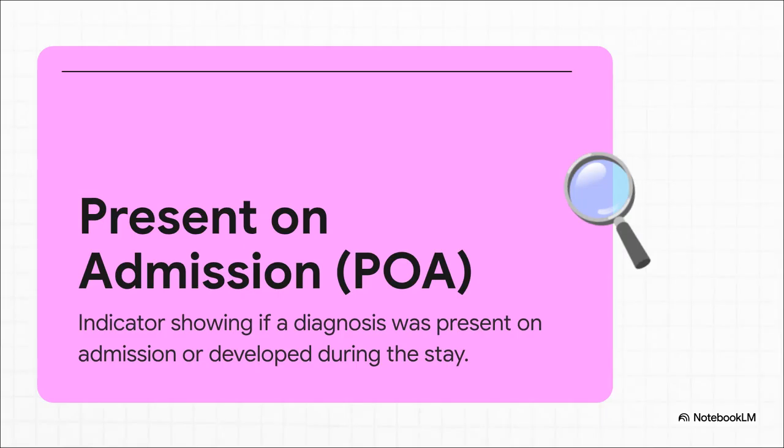A huge piece of that ethical optimization puzzle relies on something called the Present on Admission, or POA indicator. It's a simple flag, but it tells the payer whether a diagnosis was already present the moment the patient walked through the hospital doors or if it developed later during their stay. Differentiating pre-existing conditions from hospital-acquired complications is absolutely crucial for both compliance and ensuring proper payment.